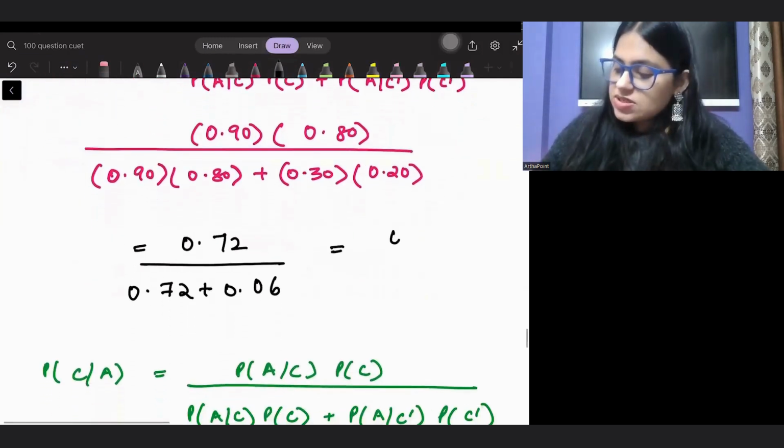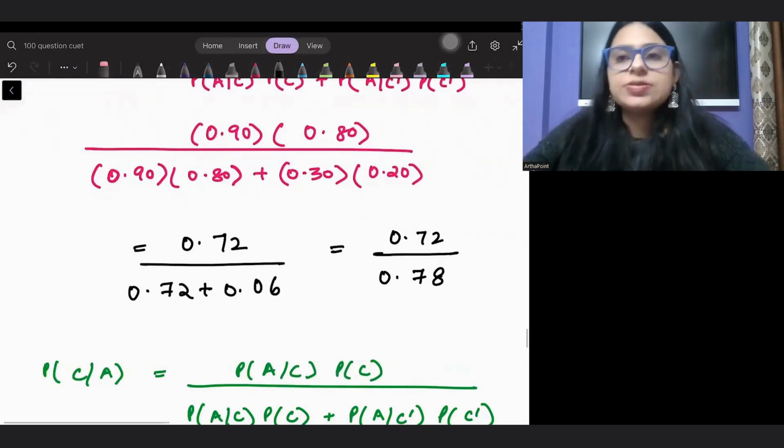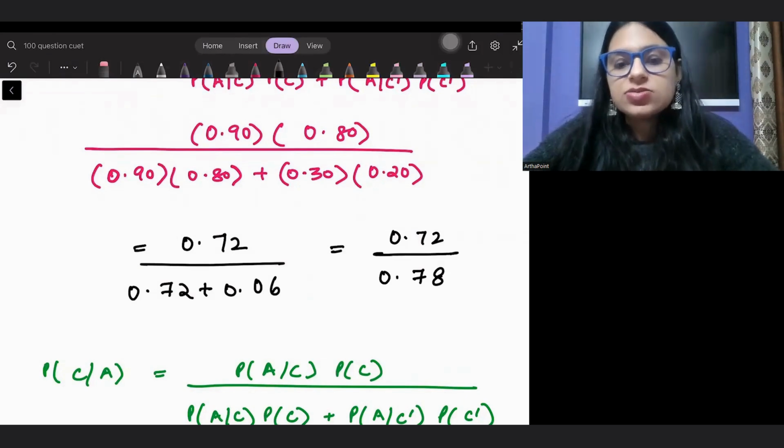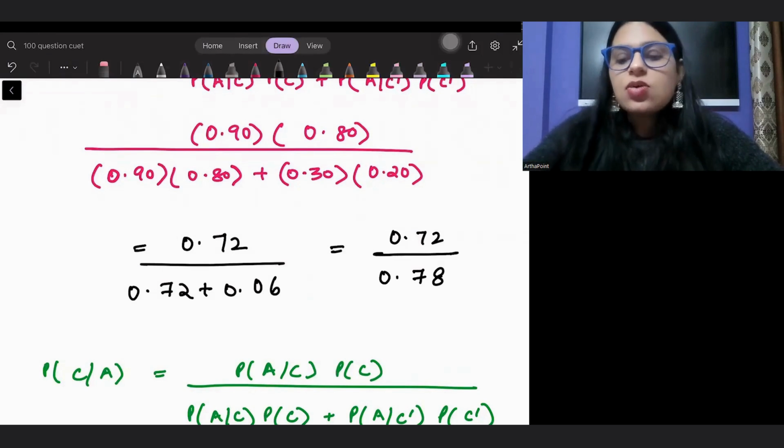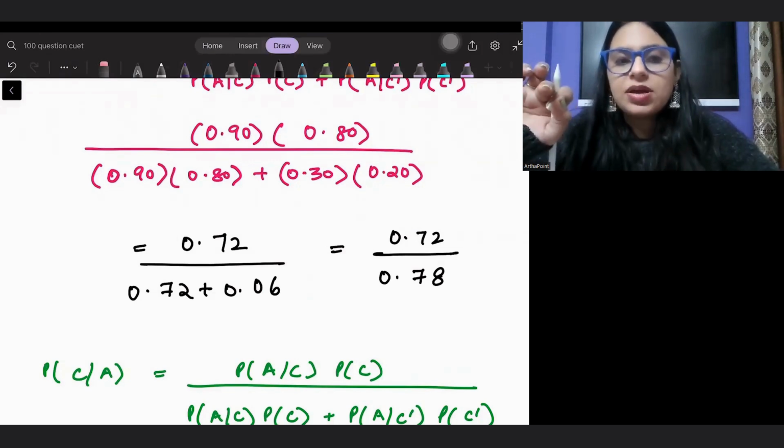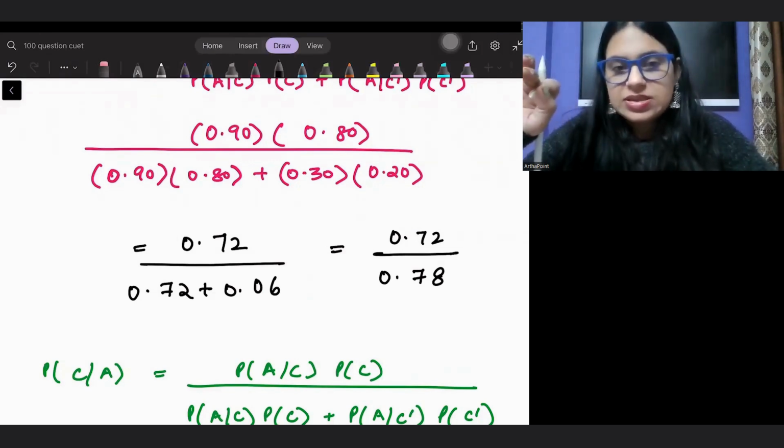And this is going to be 0.72 upon 0.78. And then you can just go ahead and get the answer to this question. So this is how you can go ahead and solve these questions. Bayes theorem is one of the very common topics that will be asked in the exam.